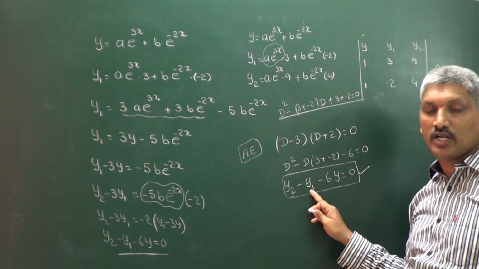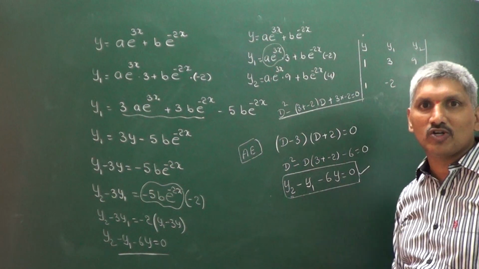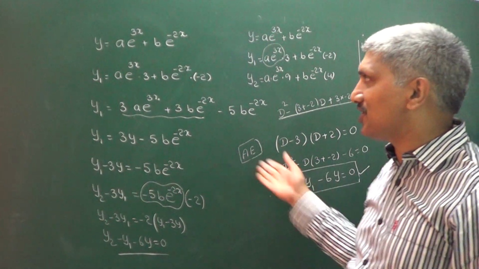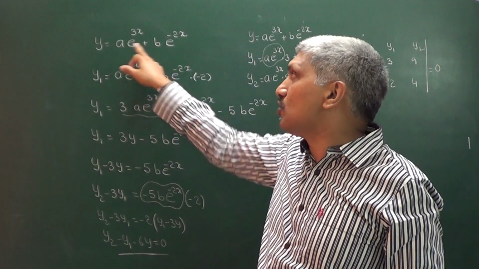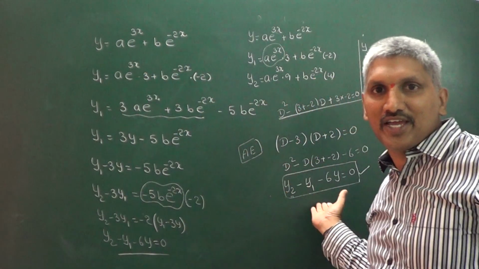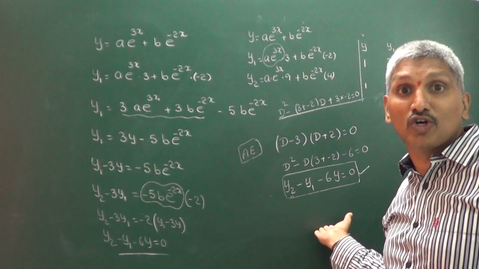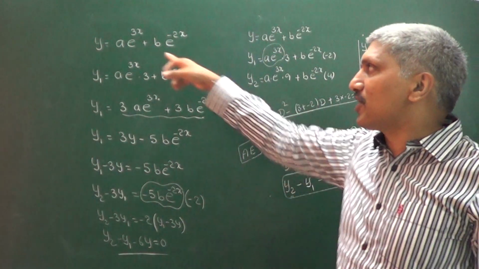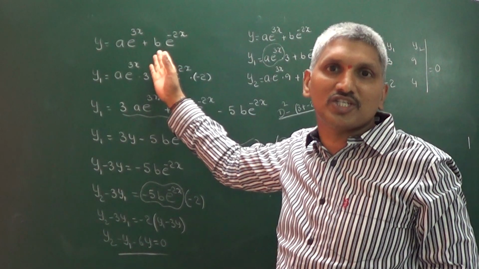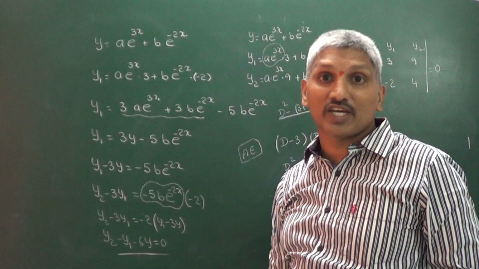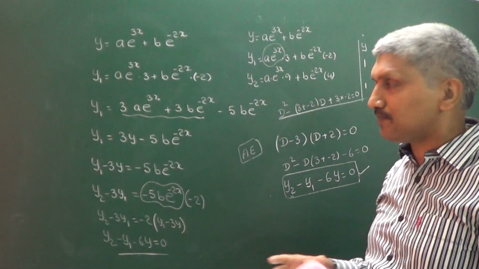y2 minus y1 minus 6y is equal to 0. That is the differential equation for this family of curves. This family of curves involves two arbitrary constants. That's why the order of the differential equation is also 2. Order is 2, and the number of arbitrary constants in the solution is also 2. This solution is called a general solution for the given differential equation.